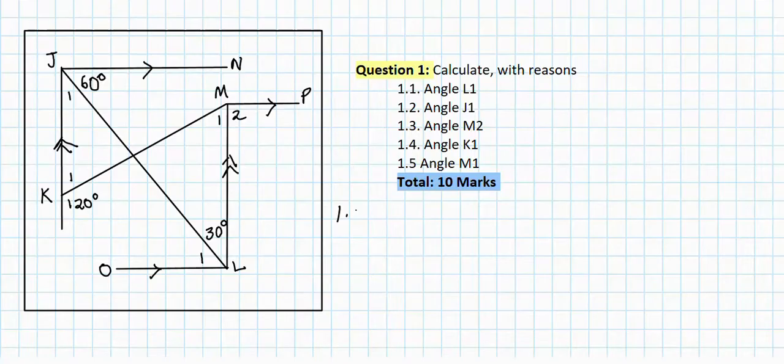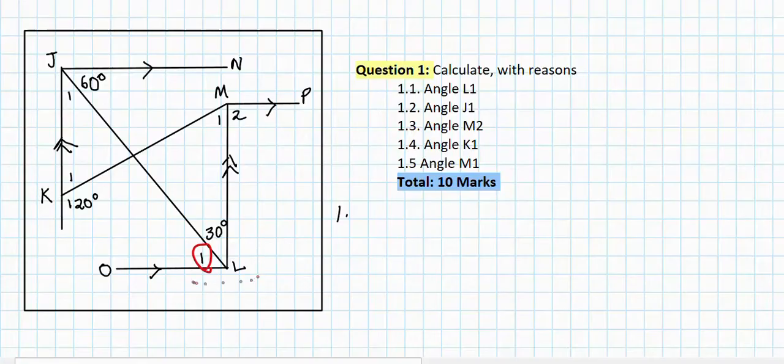The first question says calculate, with reasons, angle L1. So on your left side there you have a diagram. I'm going to get a little bit messy on this diagram because I don't think I'll use it again as much as we did in the previous videos. So angle L1, let me use a different color here. Here is L1 right there. So we want to see if, according to this diagram, we can use those fancy concepts to solve for L1.